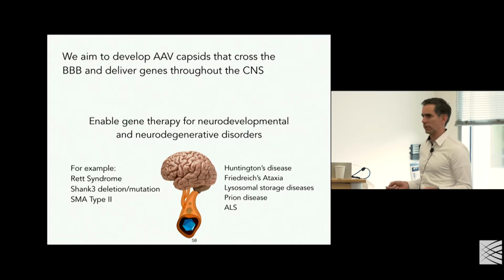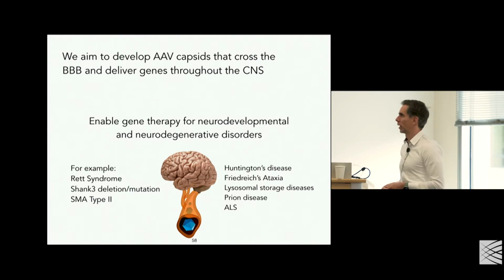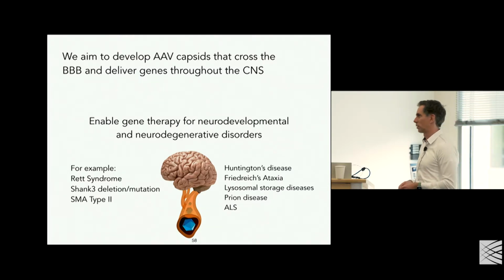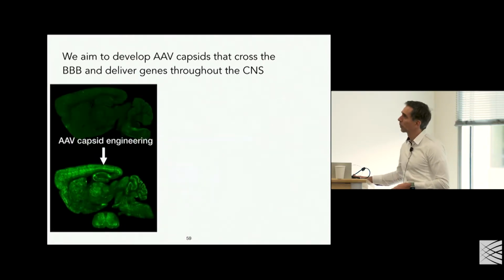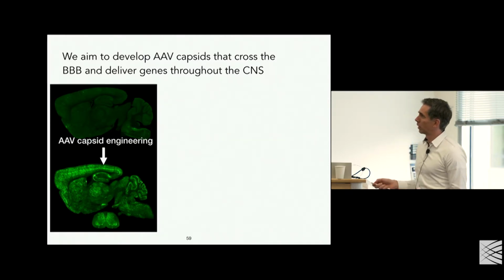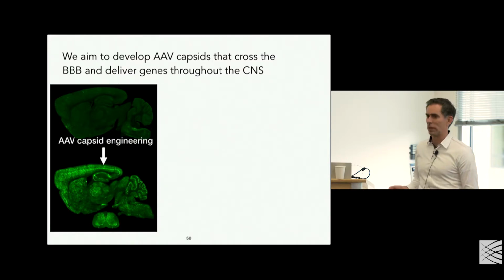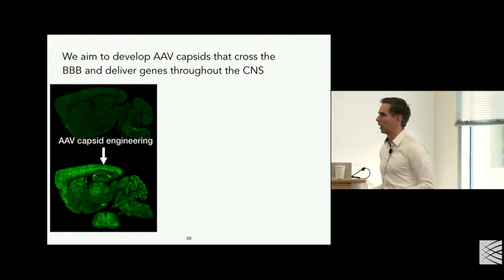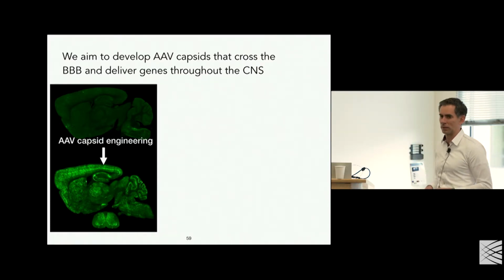You could also use a CNS-wide gene therapy to try to treat things like Huntington's disease or Friedreich's ataxia or the large number of lysosomal storage diseases that are available. And so we've been working on this for a while. And again, I'm sorry you can't see this very well, but we've started with the AAV9 virus that is now part of the approved drug for spinal muscular atrophy and engineered into the PHP.B family of viruses that are much more efficient at crossing the blood-brain barrier in mice.